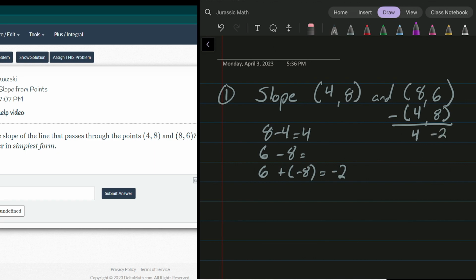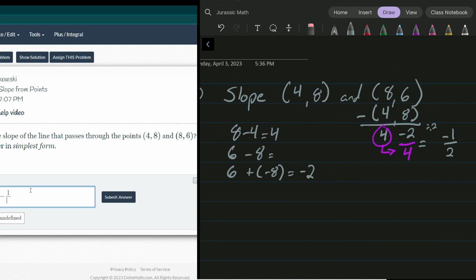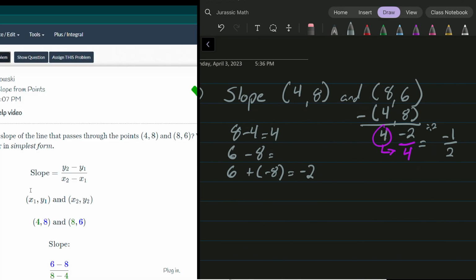Then I always took out my purple pen, circle the x, put it underneath, and we get negative 2 over 4. Well, we can simplify that by dividing by 2 to get negative 1 over 2. I can go inside Delta Math and type in negative 1 over 2. And we get a correct answer. Wonderful. Let's do another one.